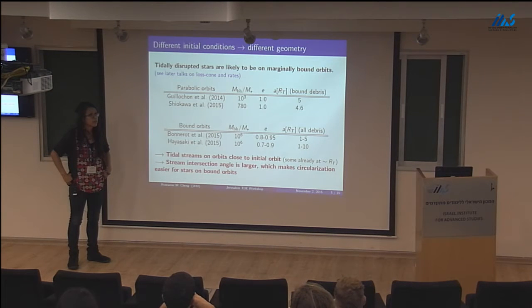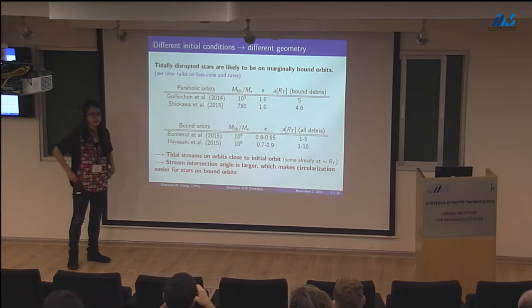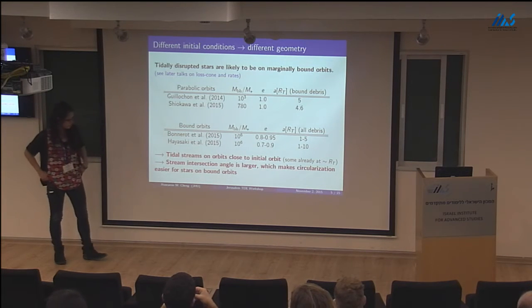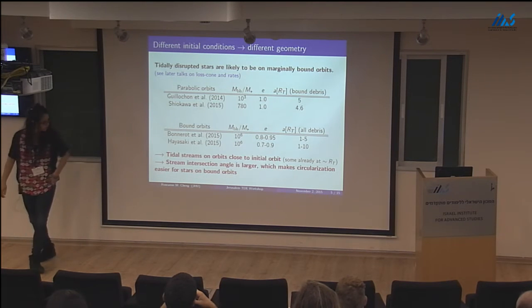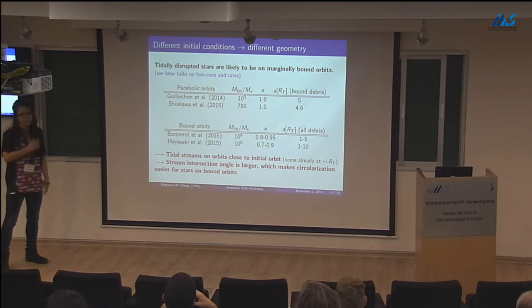Do you show the simulation to accretion, though? We do not do circularization, but there's a simulation of 10 to the 6. Right. You do the 10 to the 3, you show the disk formation. Correct. Right. Okay. So for these bound orbit simulations, the tidal streams are close to the initial orbit.